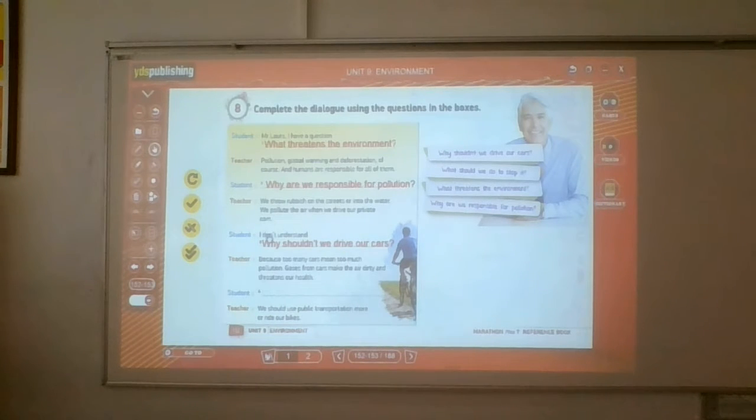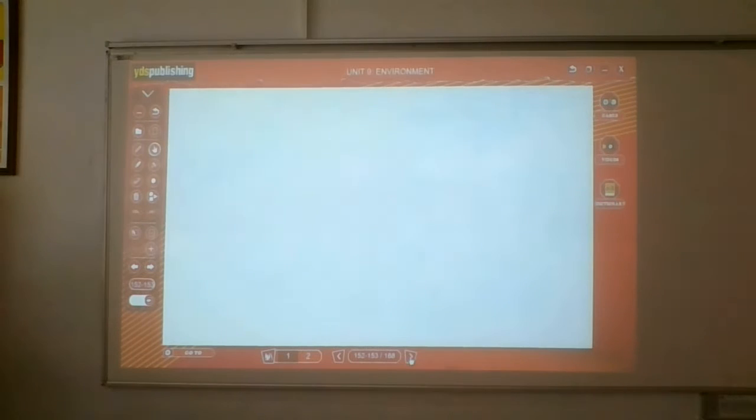And the teacher answers, because too many cars mean too much pollution. Gases from the cars make the earth dirty and threaten our health. And the last question is, what should we do to stop it? We should use public transportation more or ride our bikes.